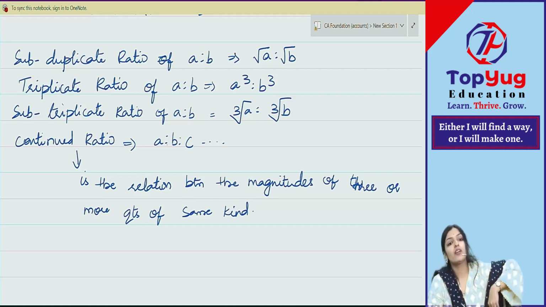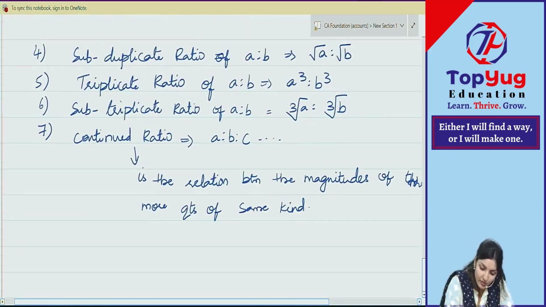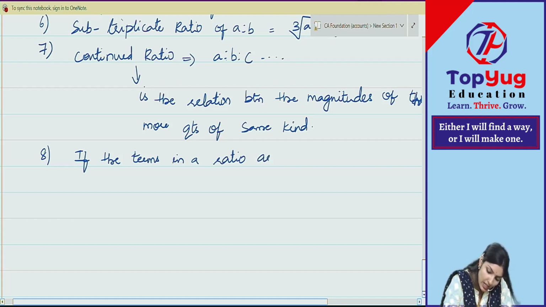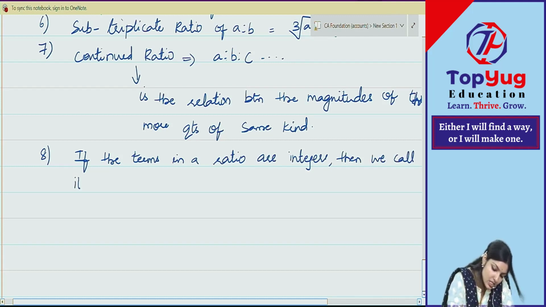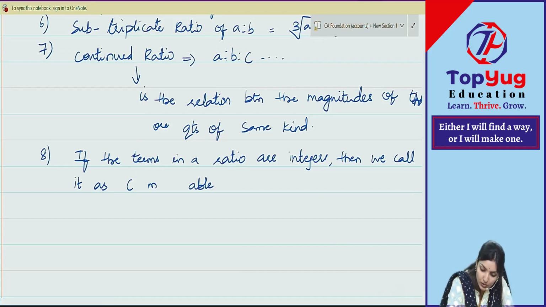And the last point: if the ratio is of integers, we call it commensurable. If the ratio is not of integers, we call it incommensurable. I have covered every part of theory in ratios; there is nothing left over. So the last point we will write: if the terms in a ratio are integers, then we call it commensurable.